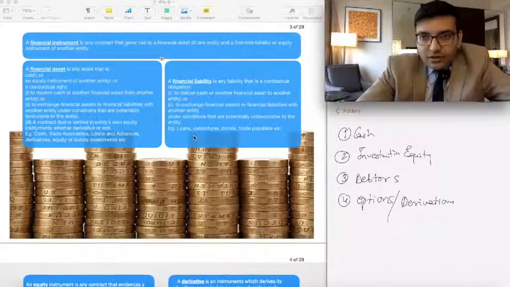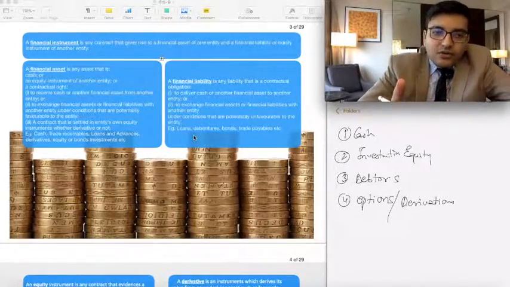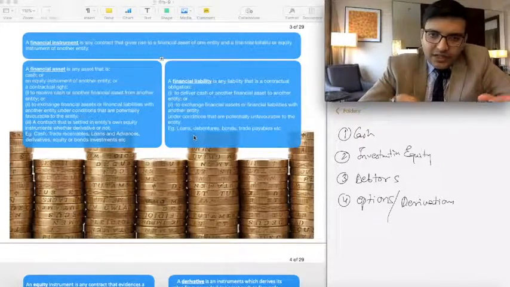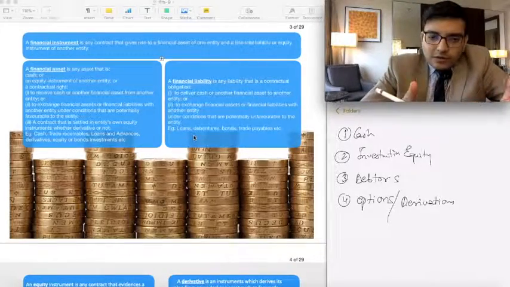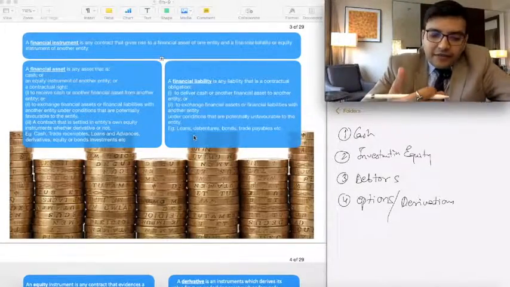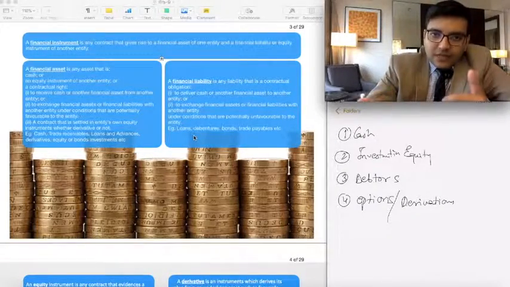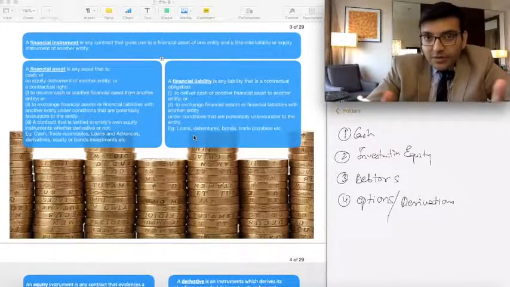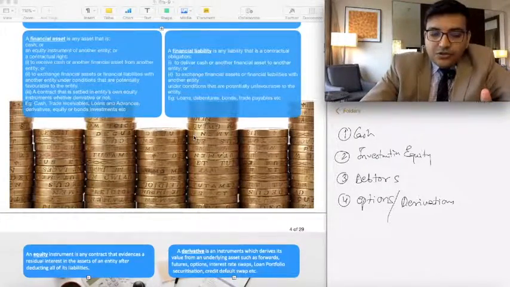So that point is for derivatives, and the next point is a contract that is settled in own equity instruments. If there is any contract which is settled in own equity instruments, like exchange of assets through equity instruments, then it is also a financial asset. We'll talk about it more in the upcoming lectures when we talk about examples.